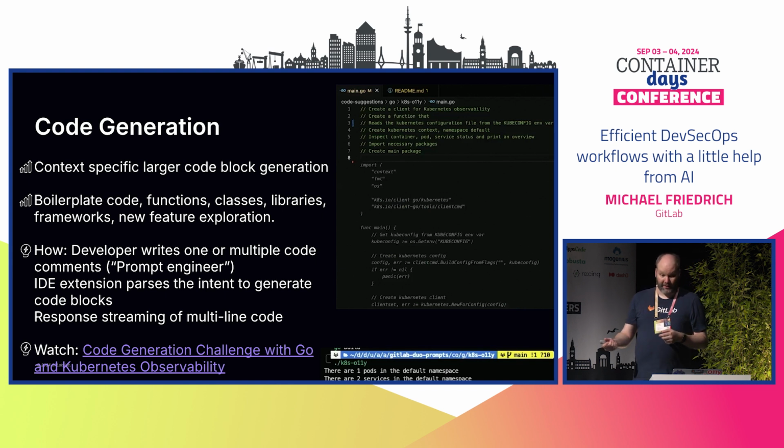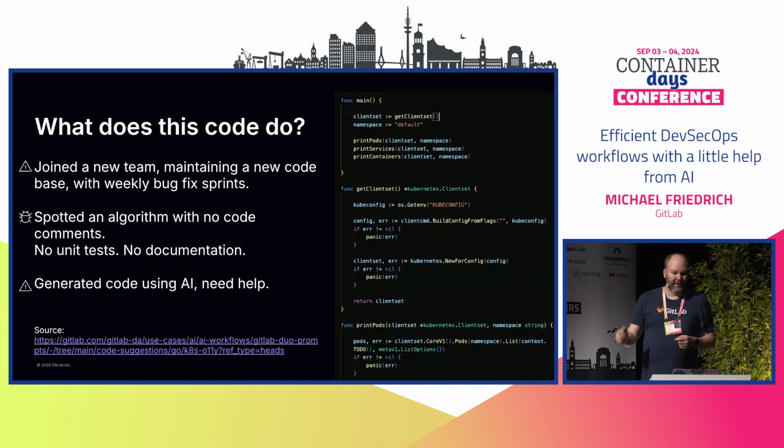In the background, this was using Claude 3.5, and it almost generated all of the code. I needed to do some little fixing here and there, but in the end, the screenshot at the bottom was purely AI-generated code, being able to export the kubeconfig and then print the number of ports and services in the cluster. I also did a recording, which is linked here.